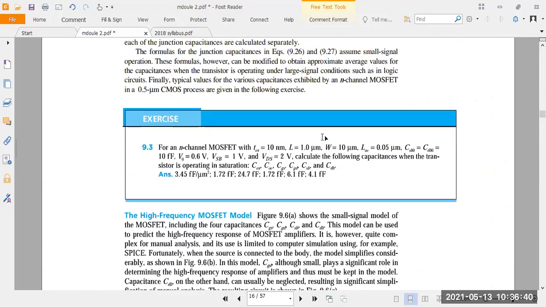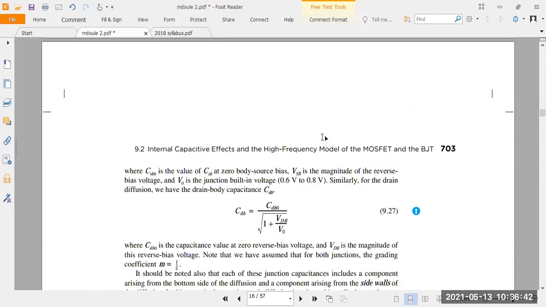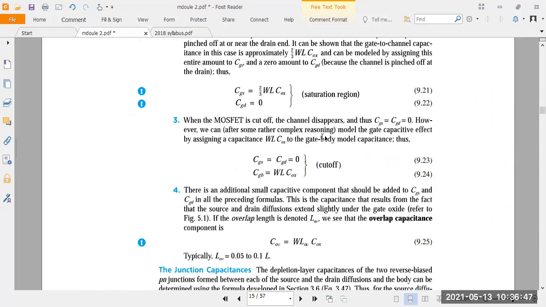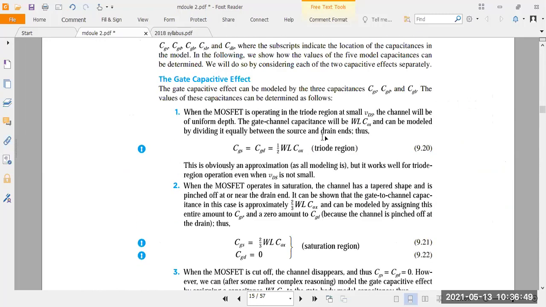For the next class, you should try the equations, because this is a very important question. They will ask it for 6 marks. You should try to write the different capacitances in the MOSFET.